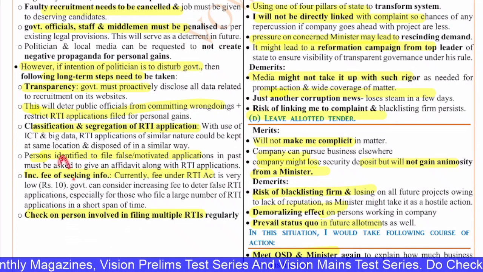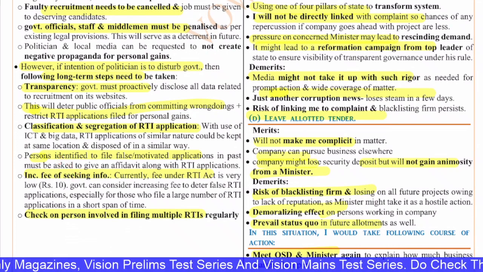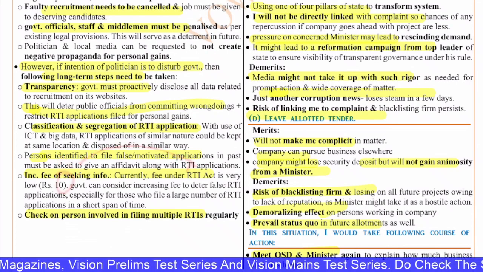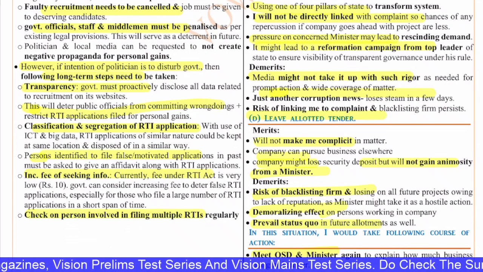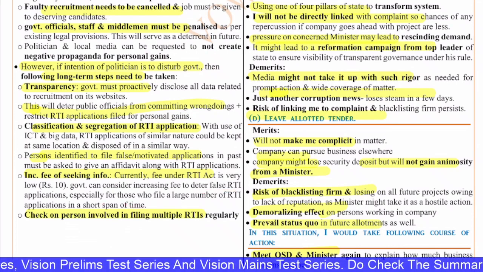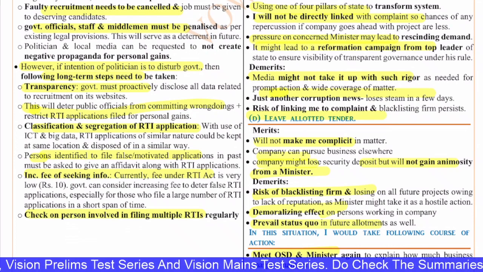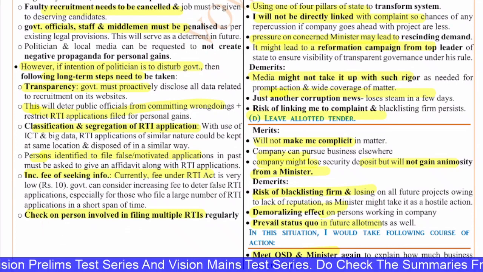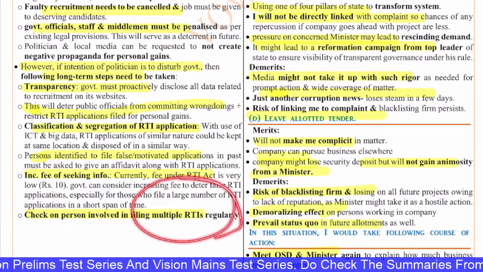Increasing the fee of seeking information. Currently the fee is just 10 rupees for an RTI Act application, and the government can consider increasing the fee to deter false RTI applications, especially from those who file a large number of RTI applications in a very short span. Check on persons involved in filing multiple RTIs regularly.